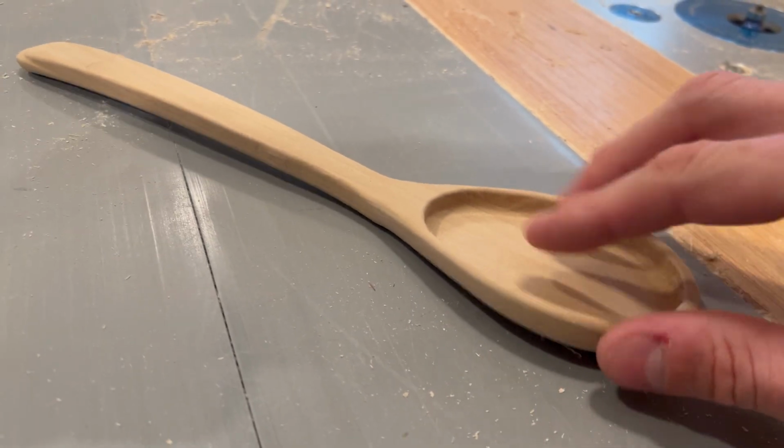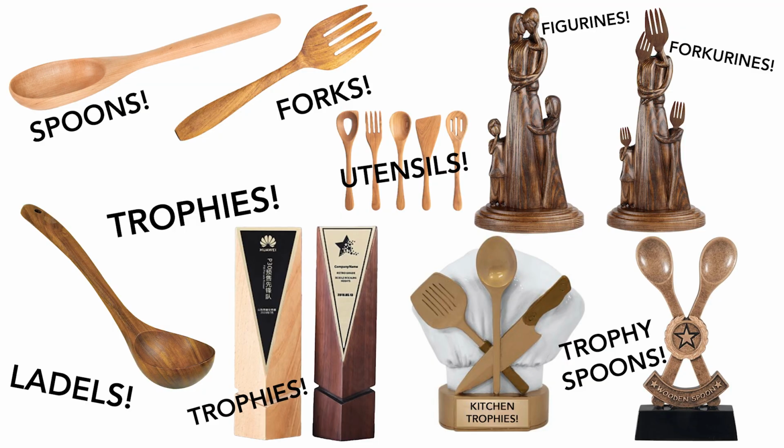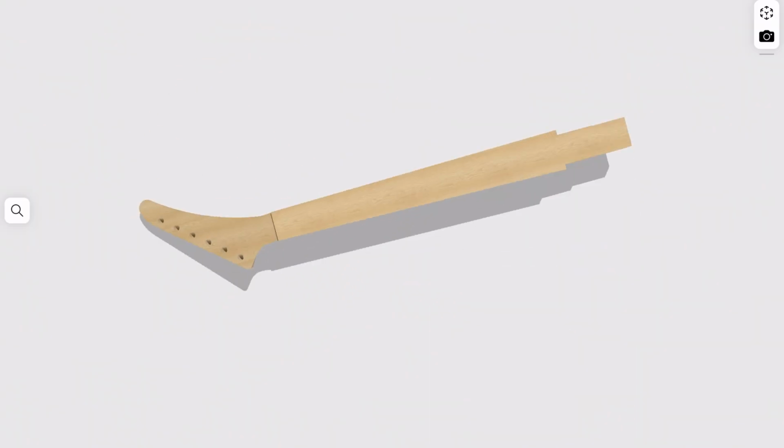Anyway, I made a spoon to demonstrate the process, but it can be used for lots of stuff. Spoons, forks, figurines, forkurines, ladles, trophies, other kitchen utensils, kitchen trophies, and trophy spoons. And all jokes aside, I do plan to cut a guitar neck out using this method in the near future, so that'll be useful. So that's that, a two-sided 3D carve.